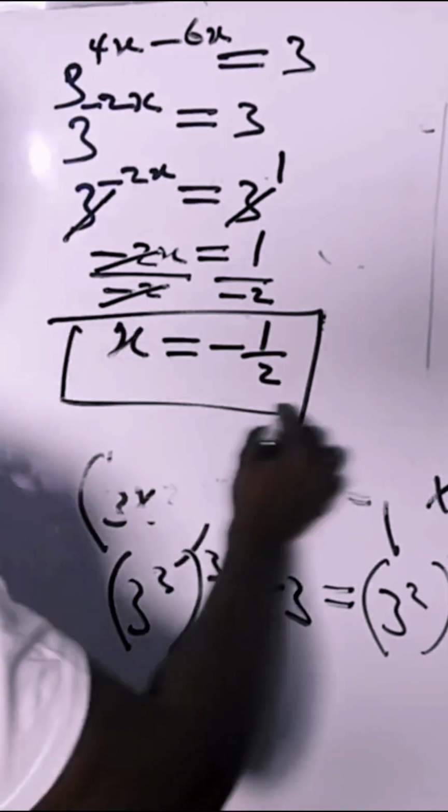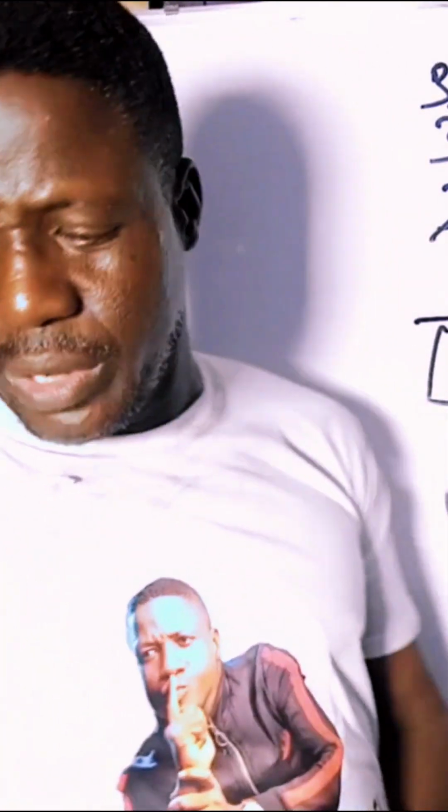So this is the answer to the WAEC question, which we just wrote on the board. That is, evaluate or find the value of x which satisfies the equation, and the expression is 9 raised to 2x divided by 9 raised to 3x equals 3, and the options are a minus half, b minus 2, c half, d 2. Of course, the right answer is a, which is minus half.